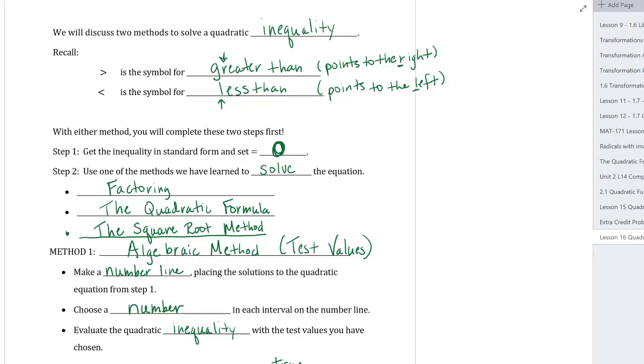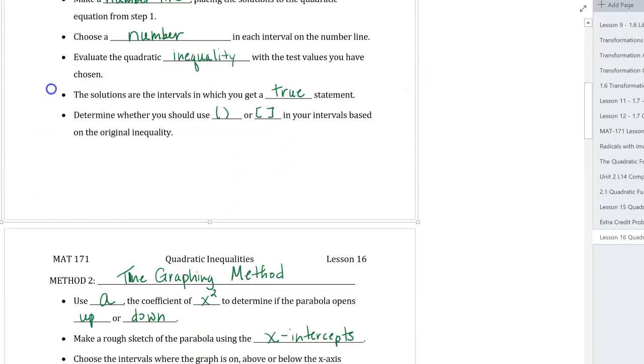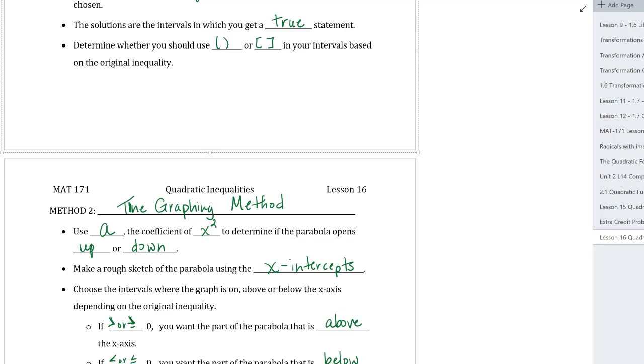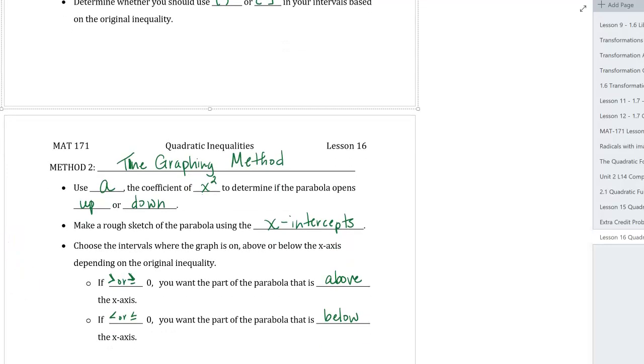So there are two ways that you can solve a quadratic inequality. I'm going to let you choose which method you use. On a quiz or a test, I won't give you a specific method to use. You can choose whichever method makes the most sense to you. One method is algebraic, where you're actually testing values, and the other method is the graphing method, where you make a really rough sketch of the parabola and then determine what part is above or below the x-axis.